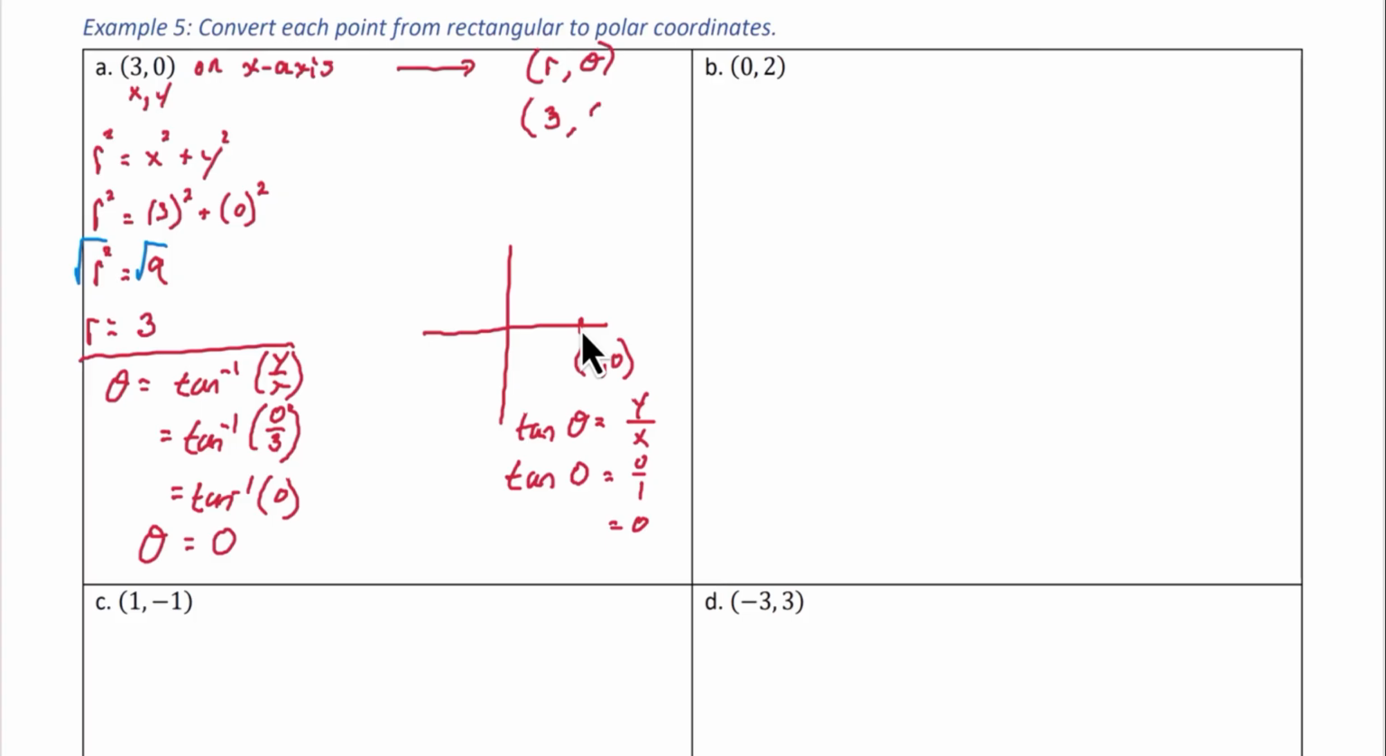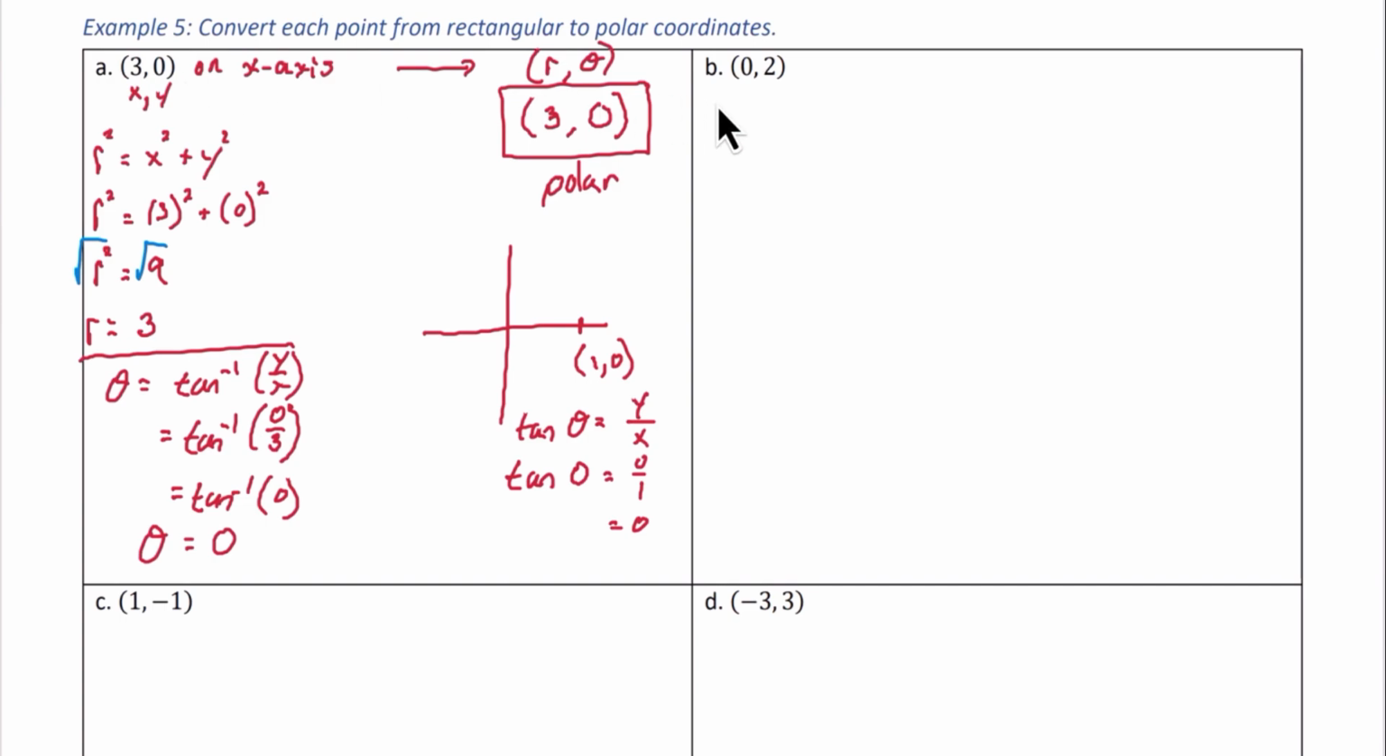So we can plug that into the r theta. We now have the point 3, 0. Now be careful, that looks like the exact same point that we started with. But keep in mind, the point that we found is polar, and the point that we started with is actually in rectangular coordinates. They just happen to look the same in this case.